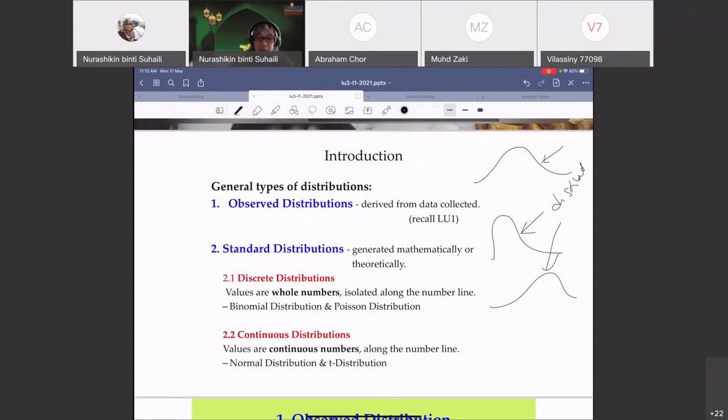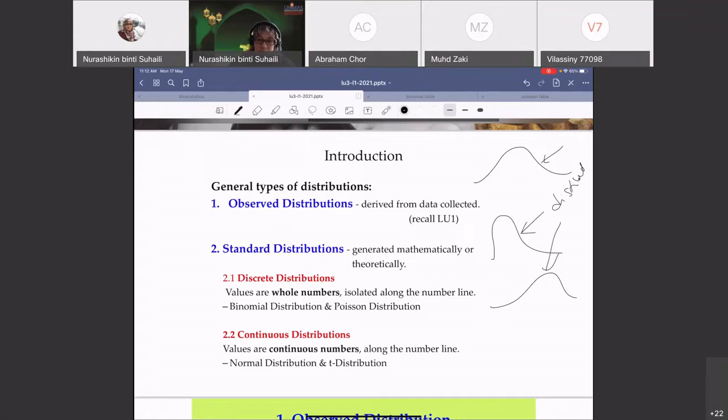Okay, for example, we use tables. Before this, you also referred to some of the tables, right? Those tables were created by statisticians in the past. That kind of thing is what we call standard. When we referred to tables before, right?